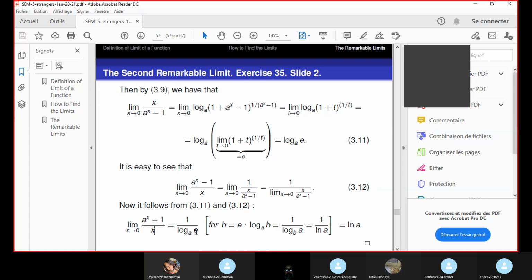So from a rather well-known formula, you have to know this formula, that if I take b equals e, then I can write that log to the base a of b is 1 over log to the base b of a. So if I take b equals e, I will have 1 over log a. So in this case, we have that our desired limit is exactly log of a. That is the logarithm to the base e. Is it clear?